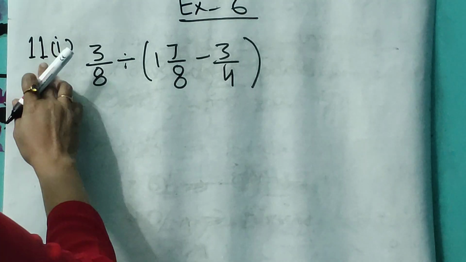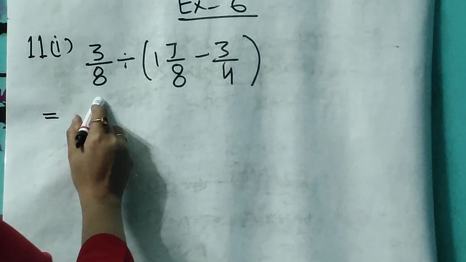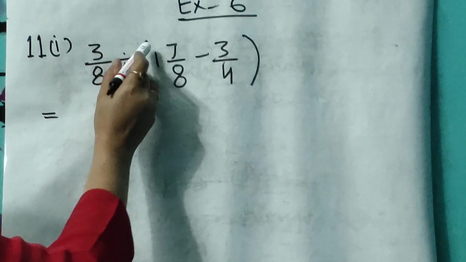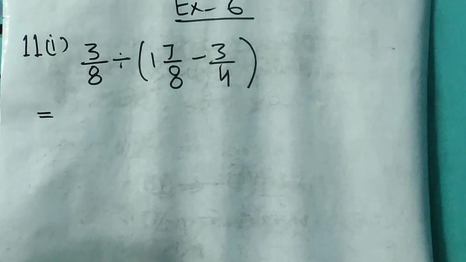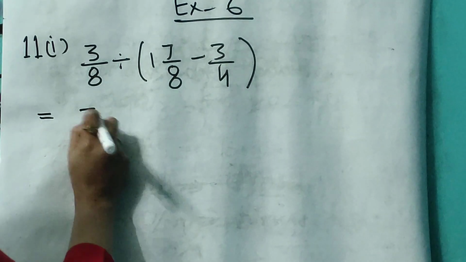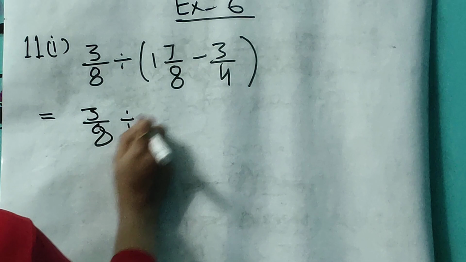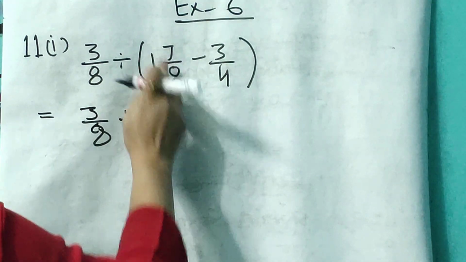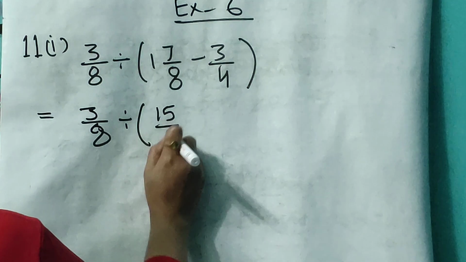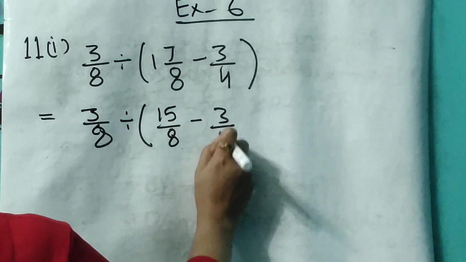Now question number 11, first one. 3 by 8 divided by, in the bracket, 1 whole 7 by 8 minus 3 by 4. To solve this, the first step is we will change this mixed number into an improper fraction. 8 ones are 8 plus 7, 15 by 8 minus 3 by 4.